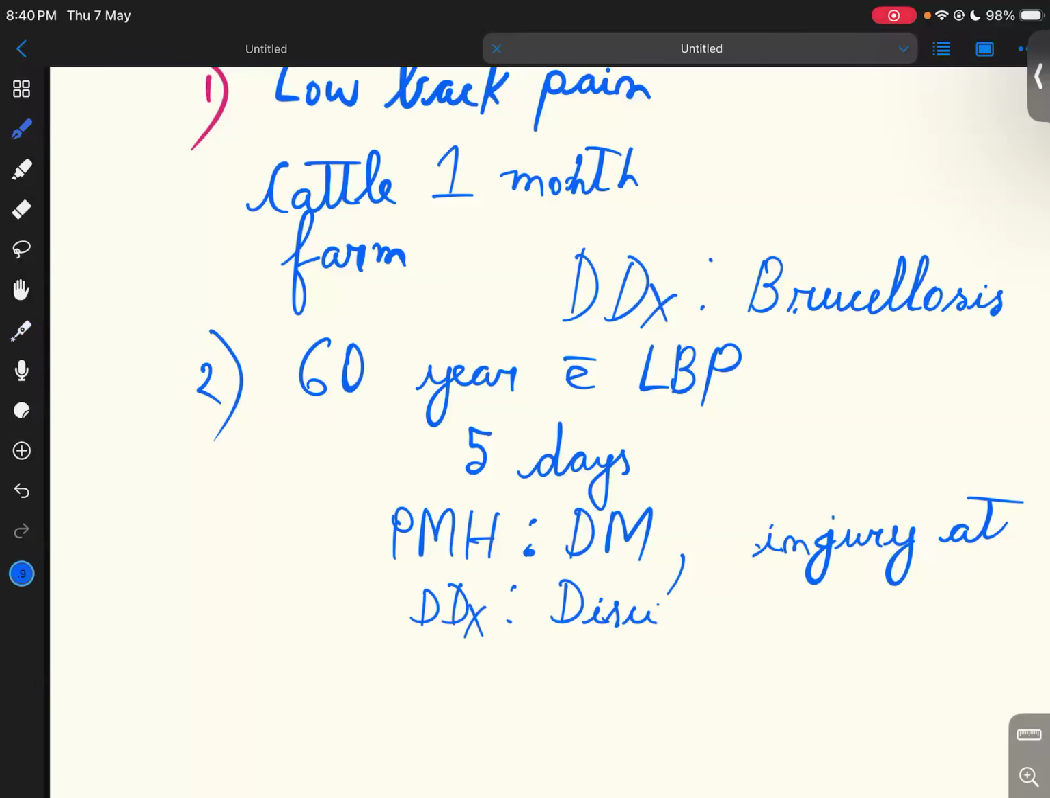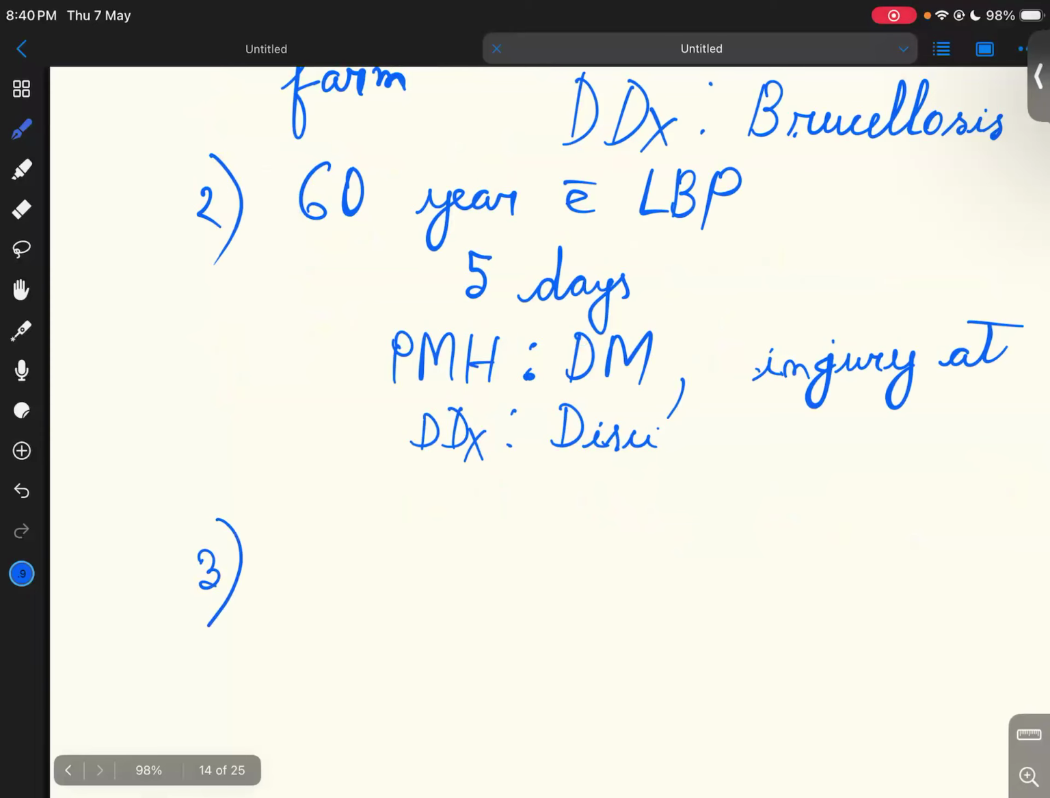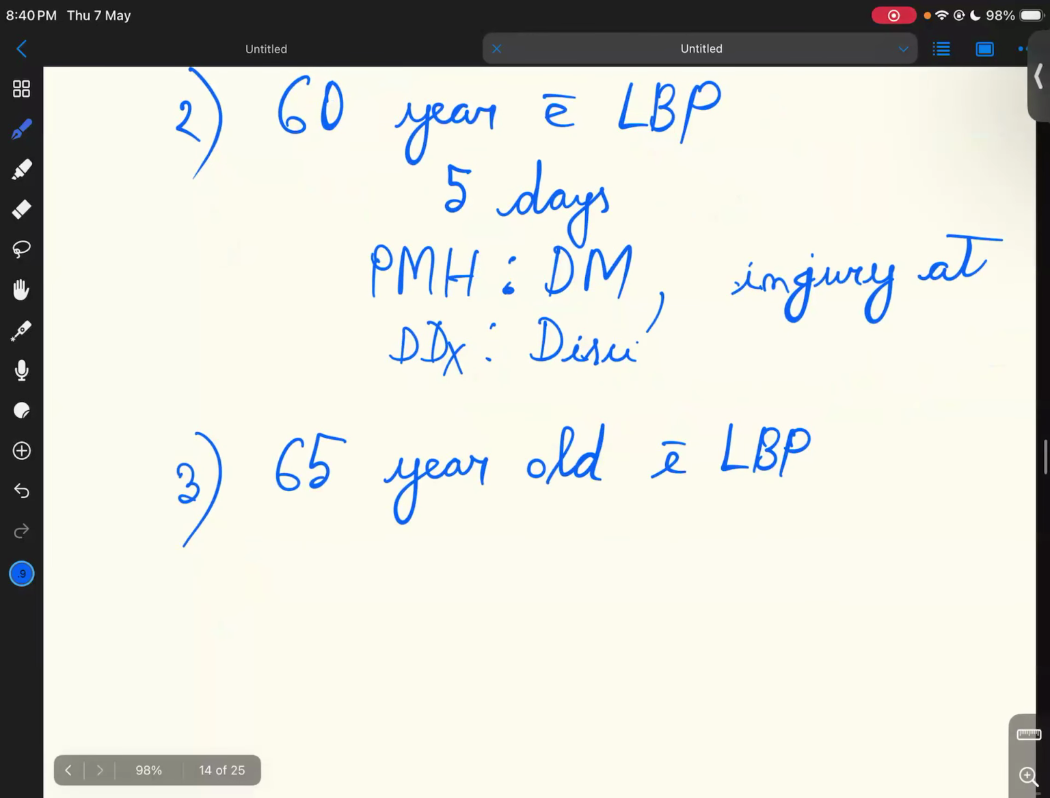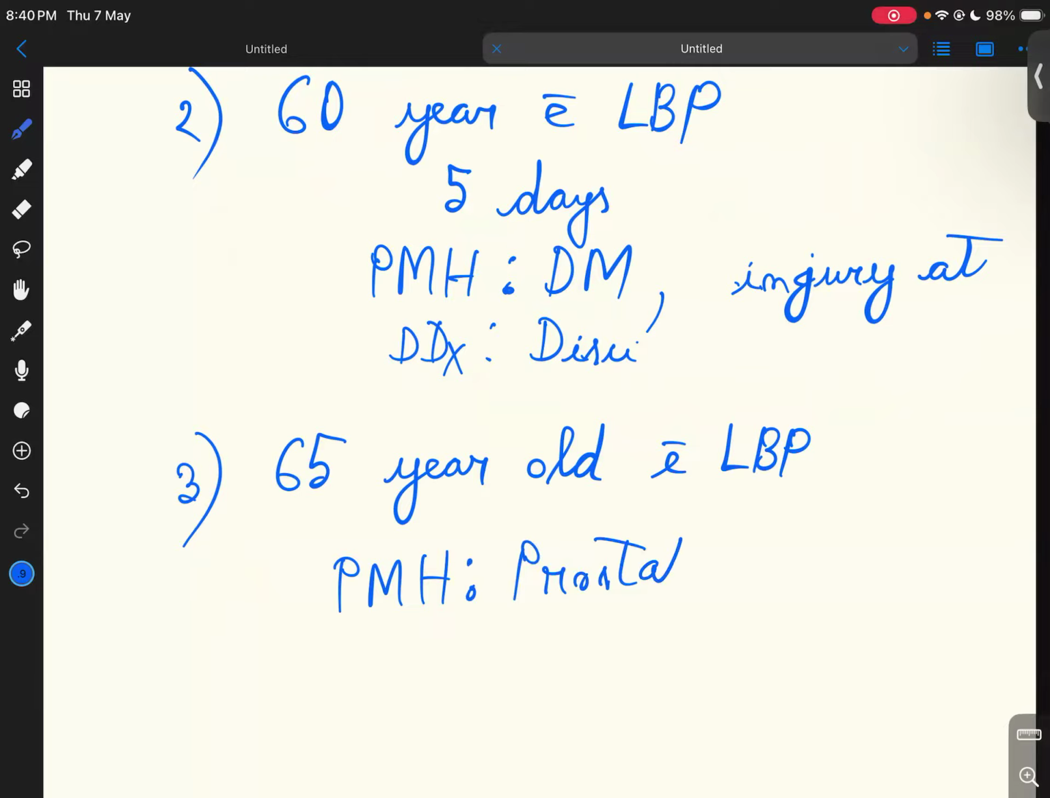Let me give you another example. It is also a PACES case. Here, it was a 65-year-old male with low back pain. This low back pain was so severe that he had to wake up at night. In the past medical history, he has been diagnosed with prostate cancer for the last 1 year.